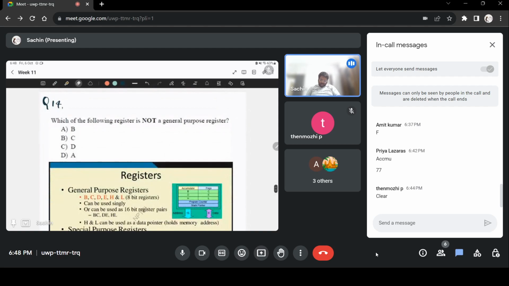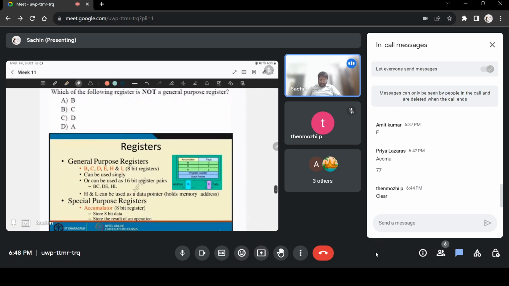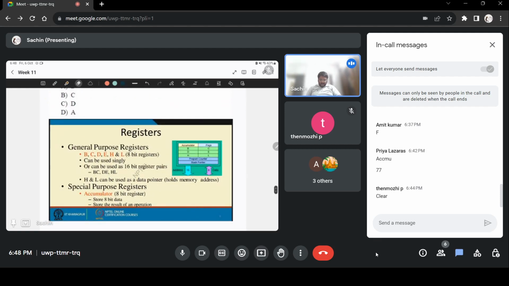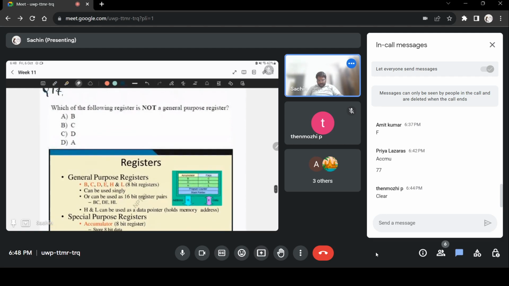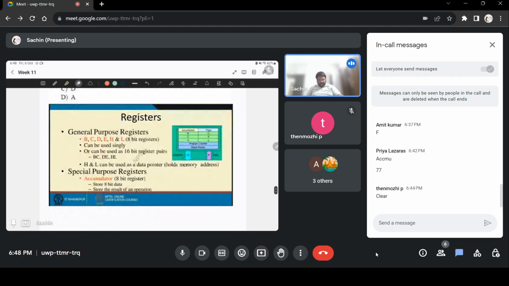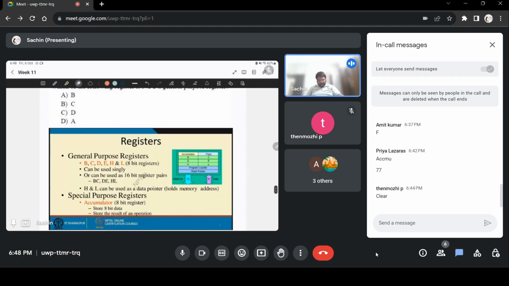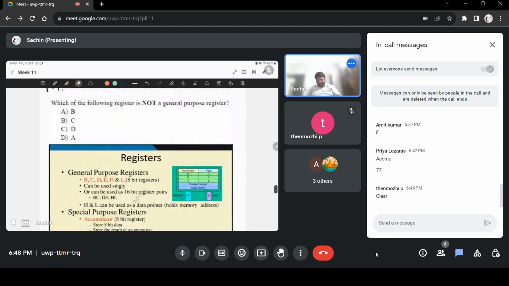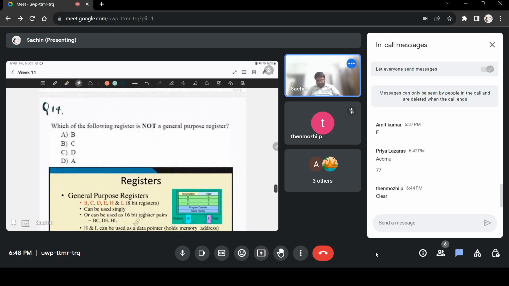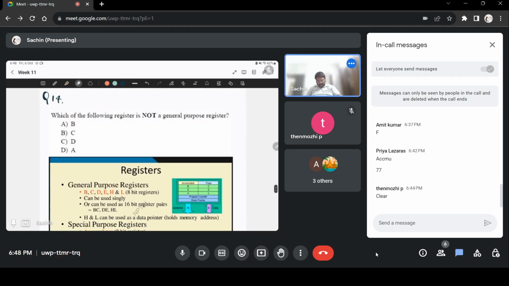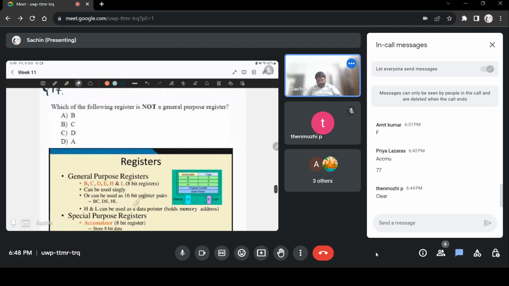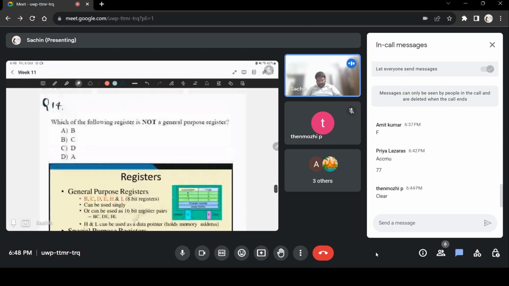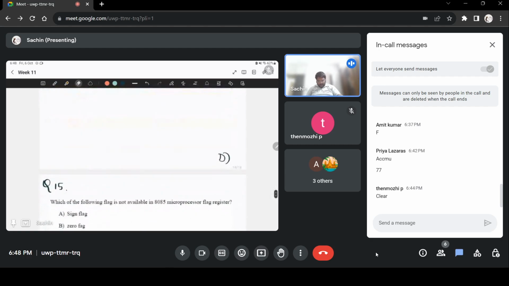14. Which of the following register is not a general purpose register? So general purpose registers are B, C, D, E, H and L, and each of them are of 8 bits. So among the options given, A is not a general purpose register. A is the accumulator. It's a special purpose register. So question 14, it's option D.